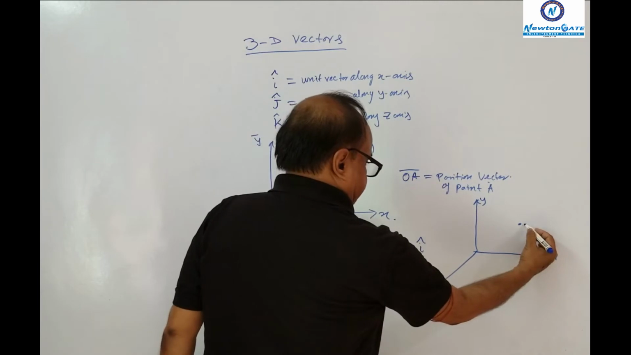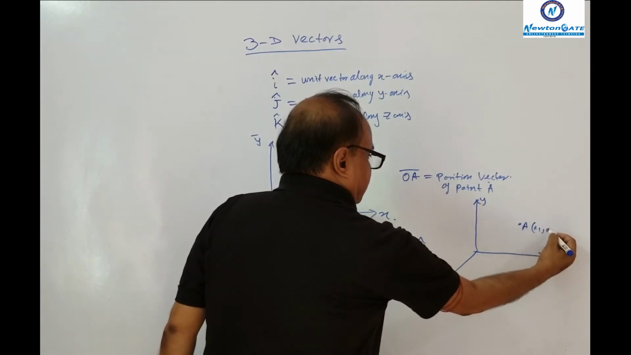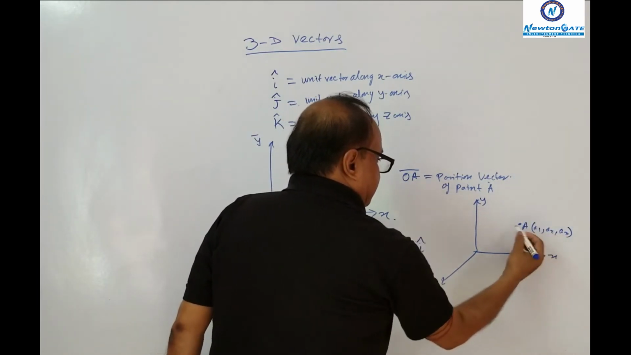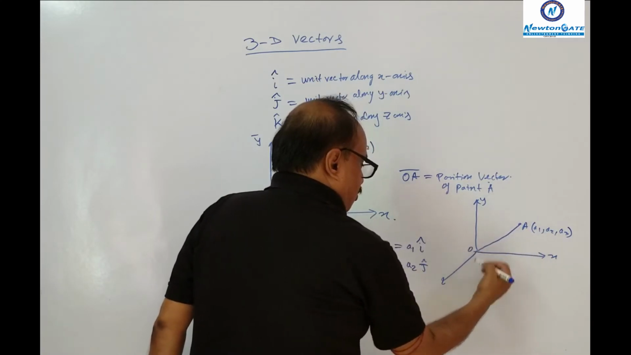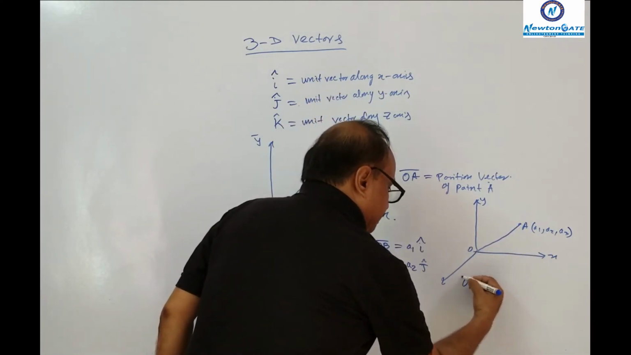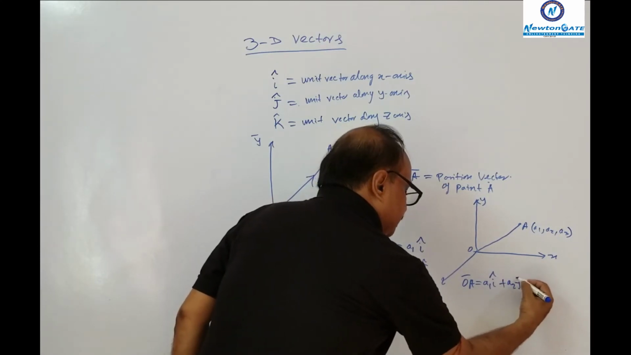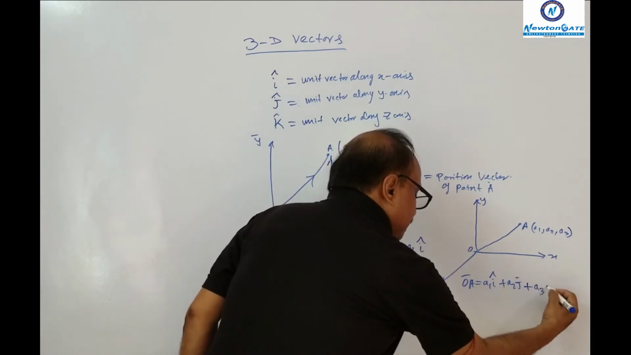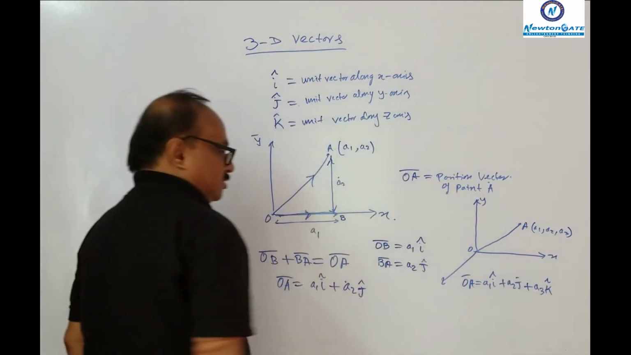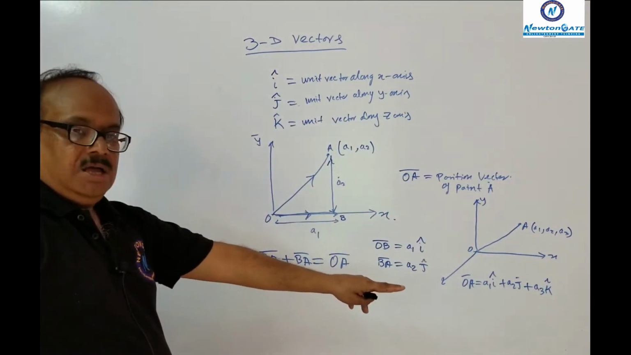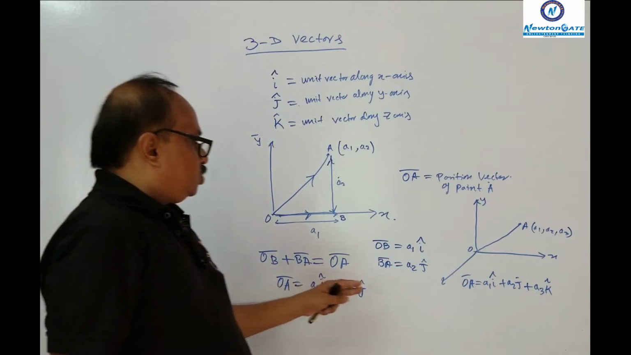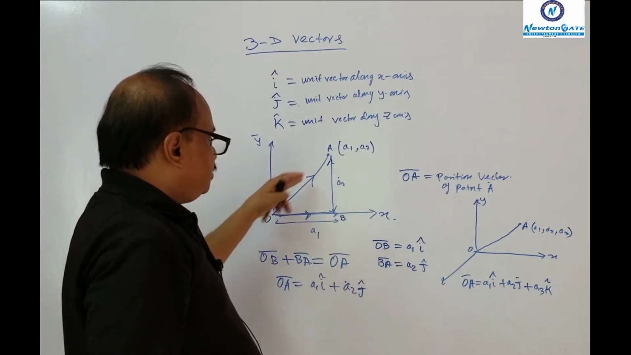This is A1, A2, A3, and this is the position O. That means the vector OA is equal to A1I plus A2J plus A3K, nothing else. That's all. Clear? So this is how I express a position vector.